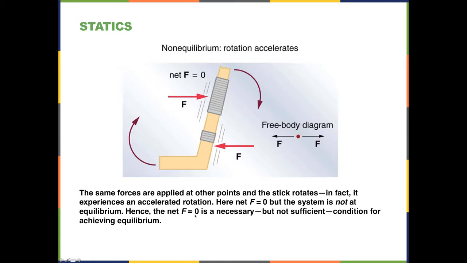Therefore, the idea that the net force is zero is necessary but not sufficient. Other factors, such as the placement of where the forces are, can cause the lack of equilibrium. So you have to have not only F net equals zero, but you also have to have other factors be true before you have a condition of equilibrium.